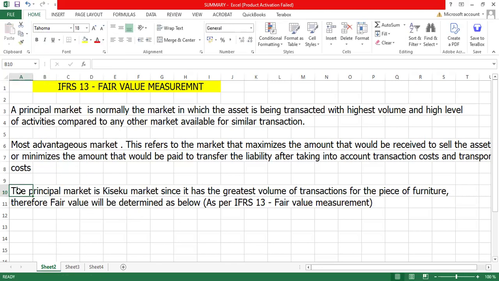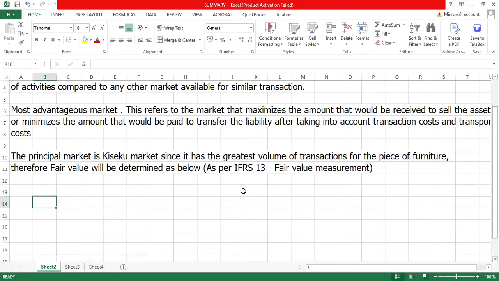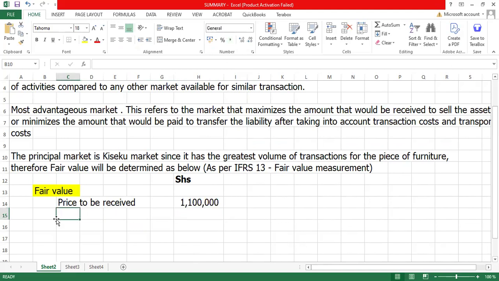Okay. So we are going to rely on the CPA market. We just put here shillings. Then we determine the fair value. How much would you receive? The consideration received, the amount you can receive from the CPA market. That will be your fair value. So you get your price to be received. Then you simply less the transportation cost.